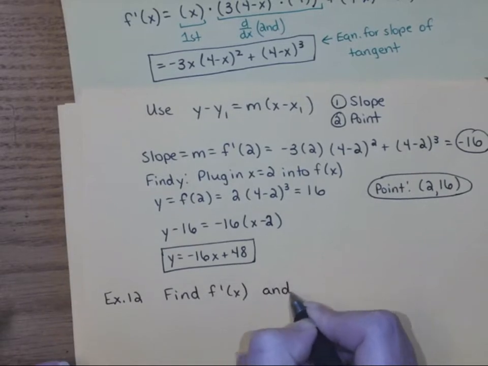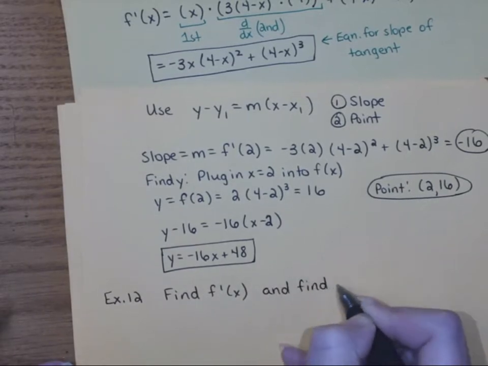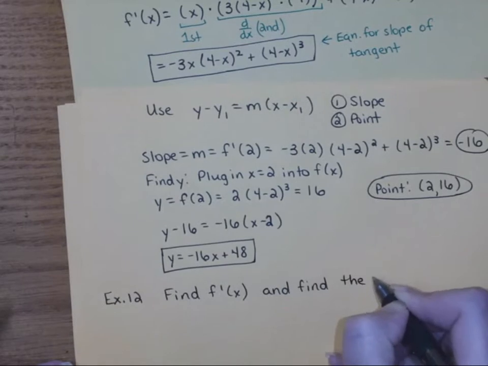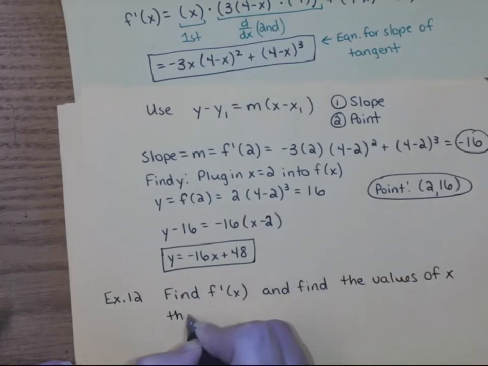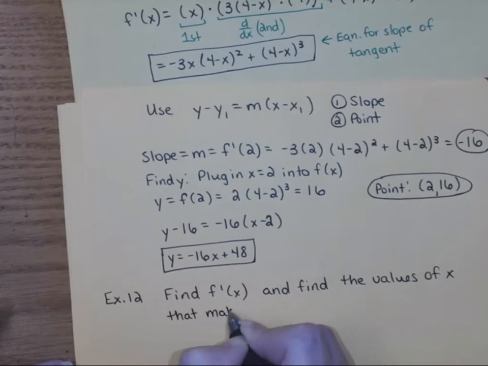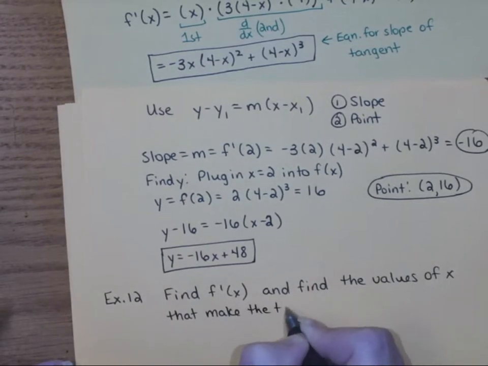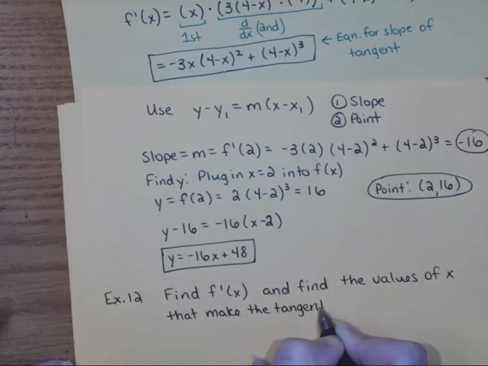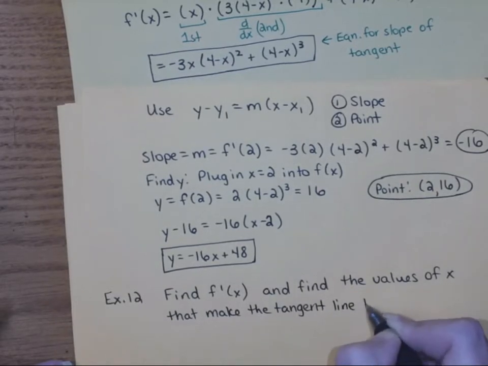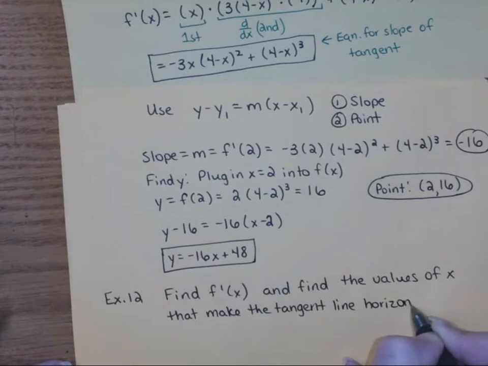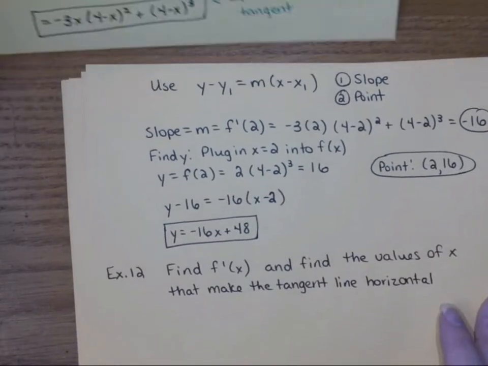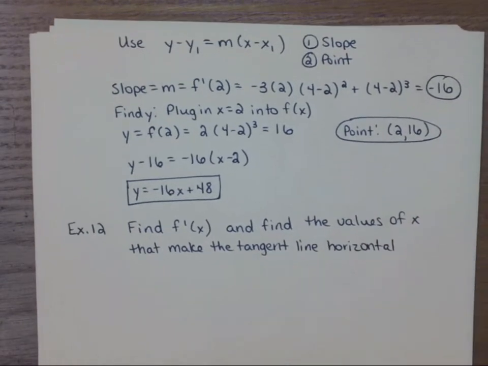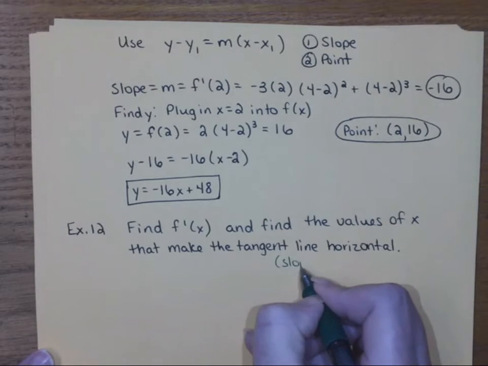All right, so let's look at another one. Find f prime of x and find the values of x that make the tangent line horizontal. So hopefully that last little phrase you recognize. Okay, so when the tangent line is horizontal, remember that means the slope is 0.